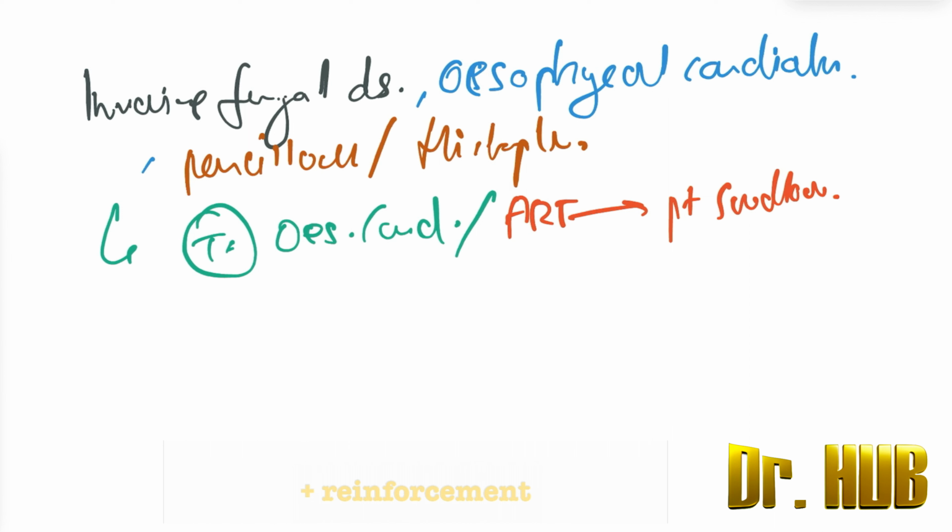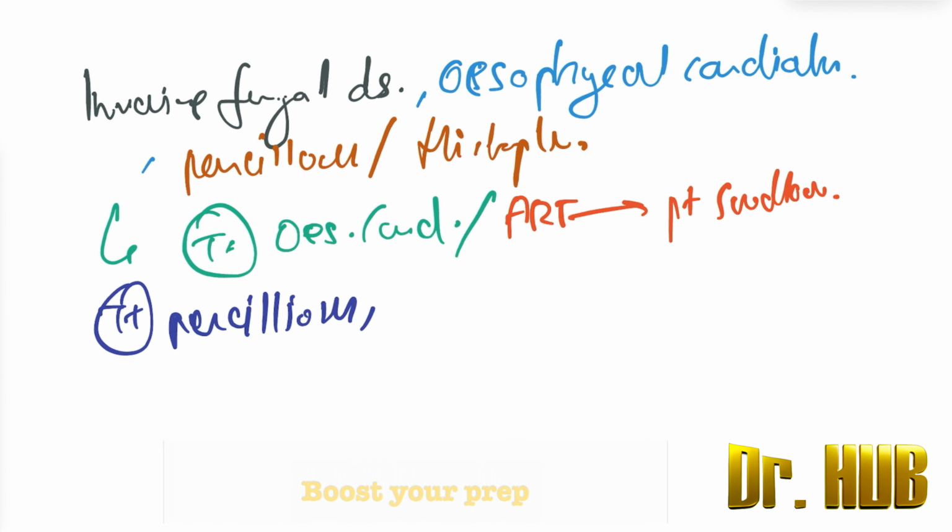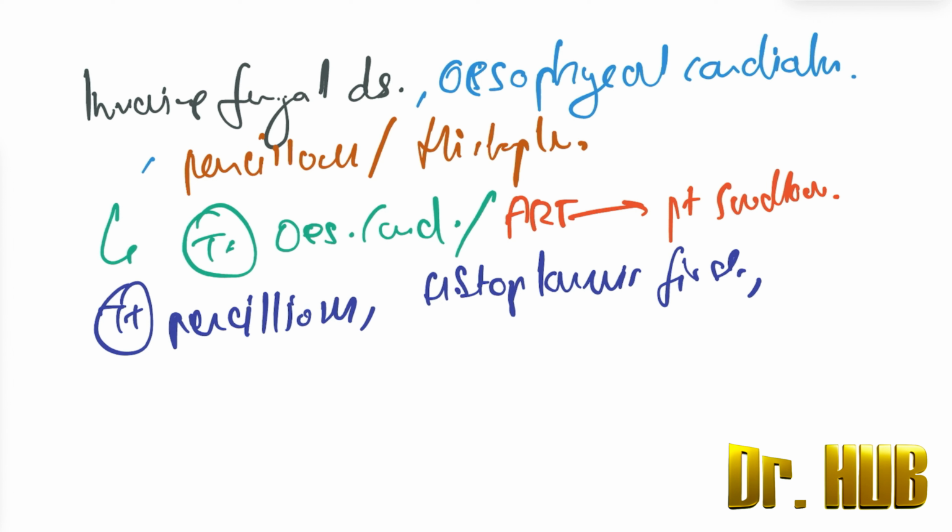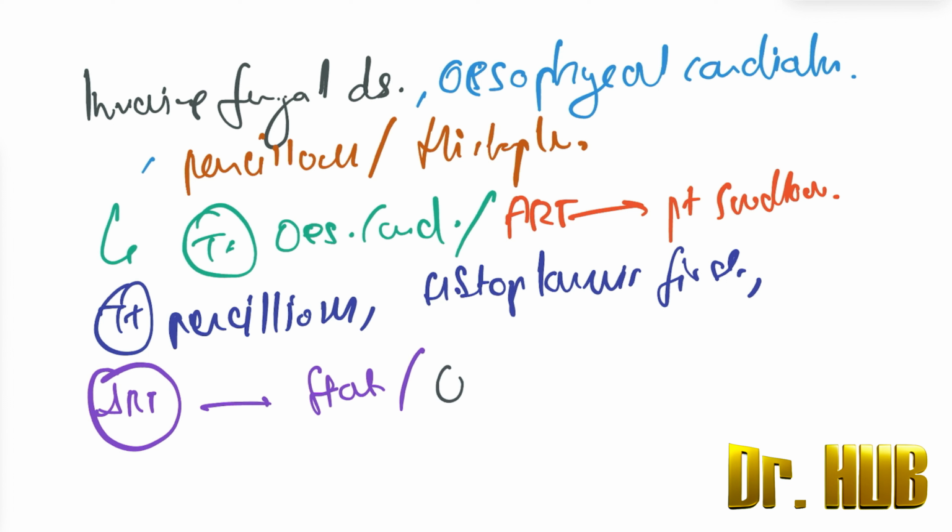And then you treat the penicilliosis and also the histoplasmosis. So this is done, and then you start the ART when the patient is stabilized, or opportunistic infection treatment is complete. So OI treatment is completed, and you proceed with this. Next, we will move on to cryptococcal meningitis.